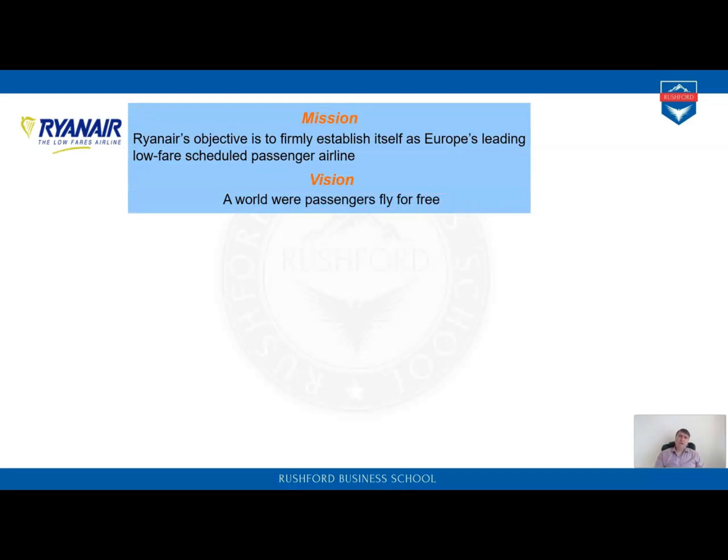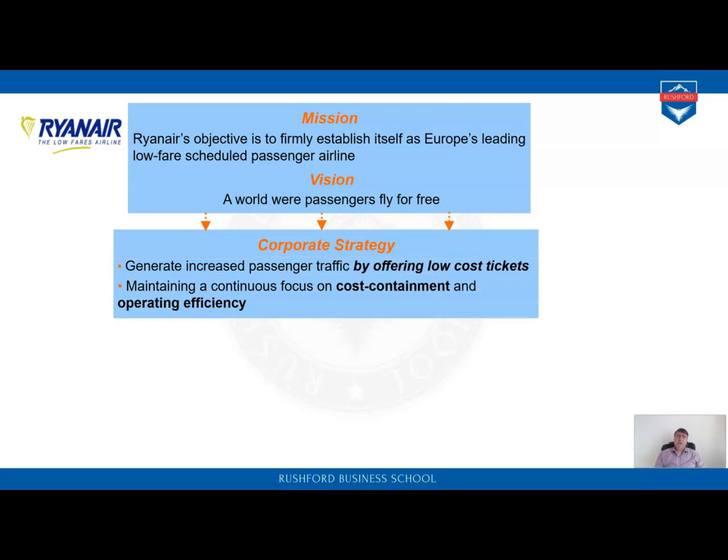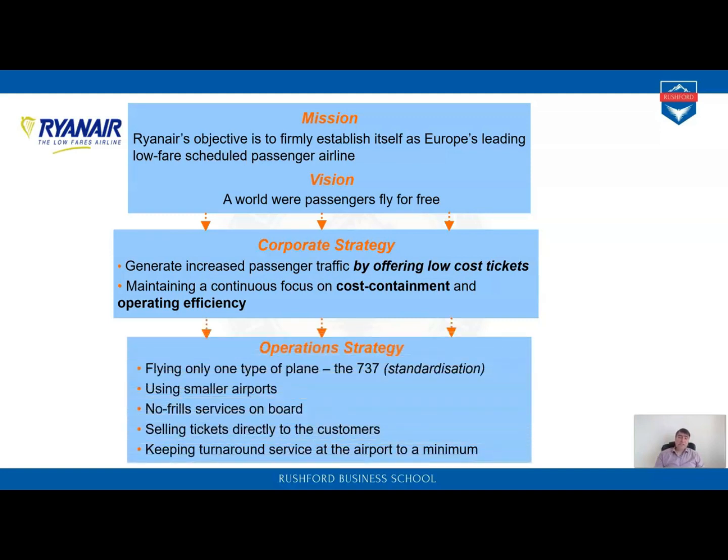For example, here is Ryanair, a low-fare airline. Their mission establishes them as Europe's leading low-fare scheduled passenger airline. Their vision is a world where passengers fly for free, and the corporate strategy is to generate increased passenger traffic by offering low-cost tickets, maintaining continuous focus on cost containment and operational efficiency. In operation strategy, you can see that they fly only one type of plane, the standard 737, use smaller airports, offer no frilly service on board like British Airways or other airlines, sell tickets directly to the customer, and keep turnaround at the airport to a minimum. So that's an example of what you can do.